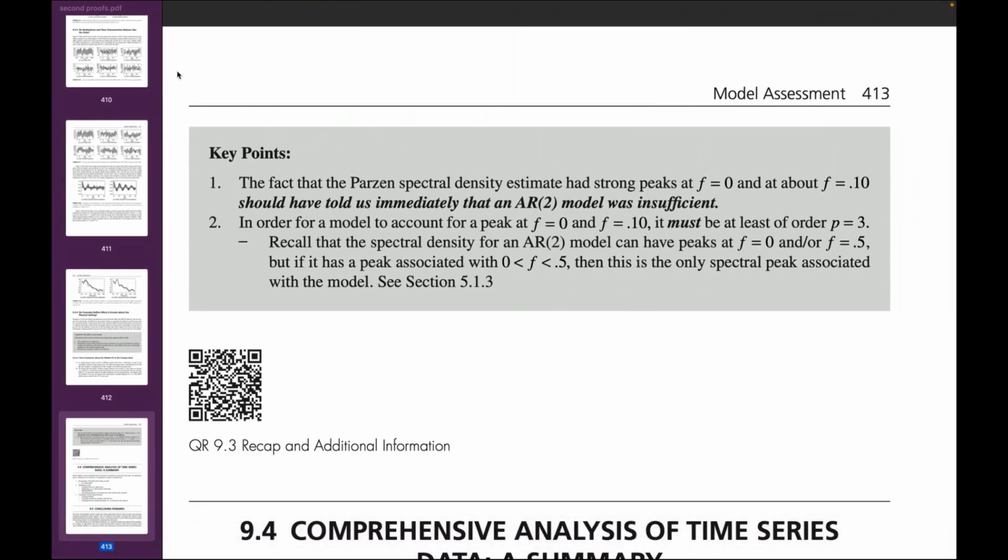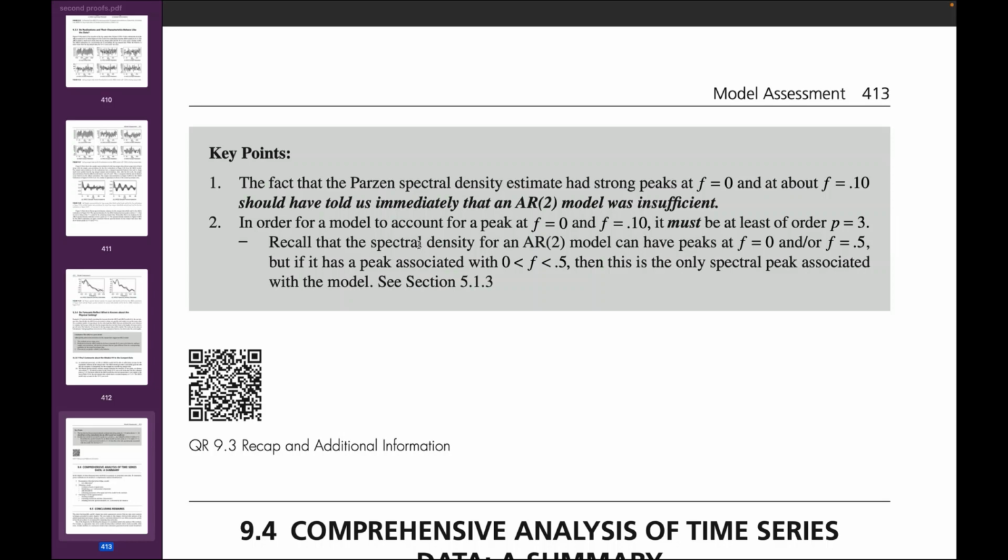Let's now do a sunspot analysis recap and look into some additional information about the topic. To recap, one of the big takeaways here is that we were looking at an AR2 versus an AR9. We also noticed from the spectral density that we seem to have a peak at 0 and also at 0.1-ish. Note that if we're trying to choose between an AR2 and an AR9, an AR2 cannot have two peaks, one at 0 and one at 0.1.